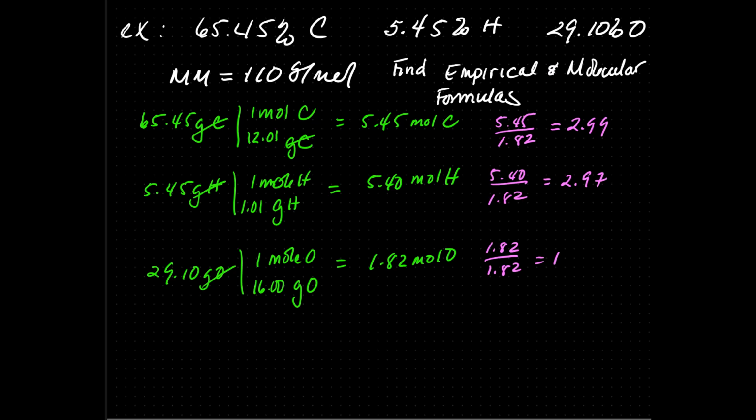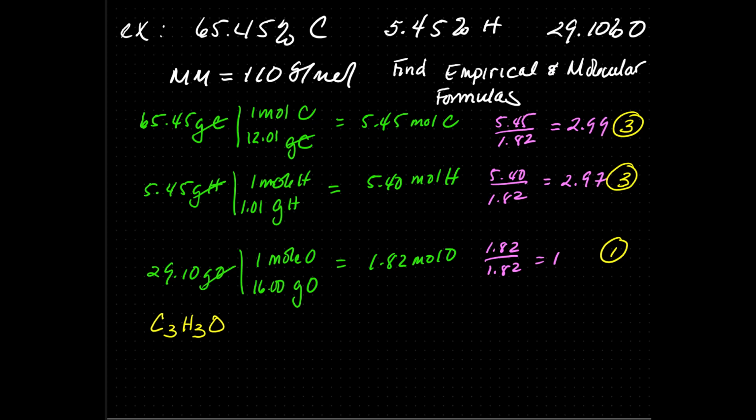We don't have to do the last line because we could round these numbers because they're close to the whole number. So the top number, 2.99, rounds to 3. 2.97 rounds to 3. And this one's the whole number, so it's 1. So the empirical formula for this compound is C3H3O.